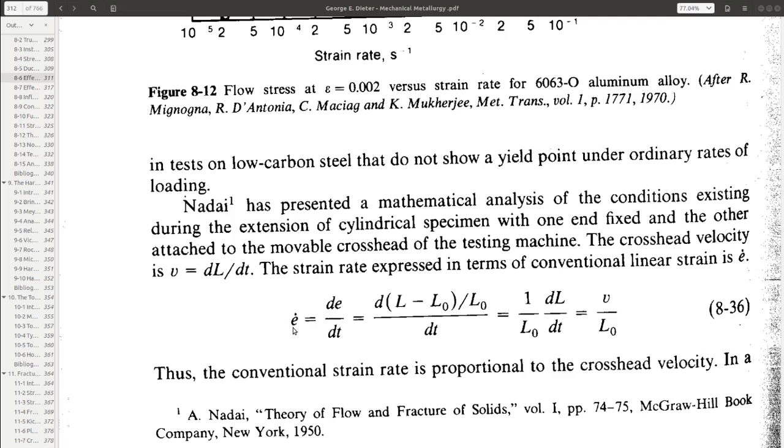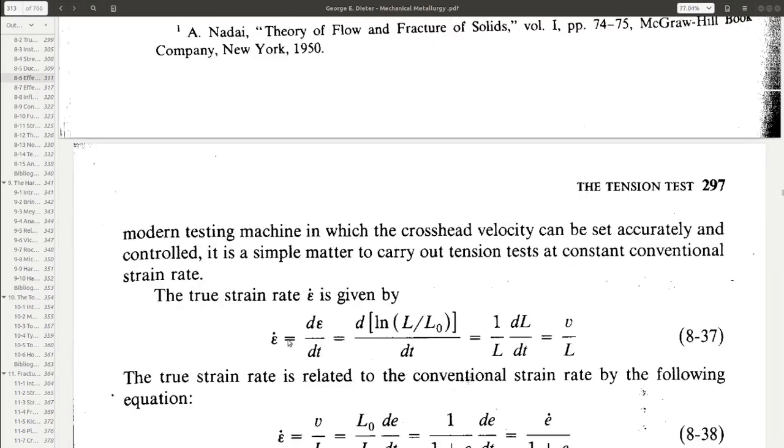But what if I require epsilon dot to be constant, where the true strain rate is constant? At that time, what is the condition? Epsilon dot is equal to d epsilon by dt, where epsilon is ln of L by L naught. If I use this relation and calculate epsilon dot, it will give me V by L. If you see, with respect to time, if V is going to change, L should also change in order to maintain epsilon dot constant.